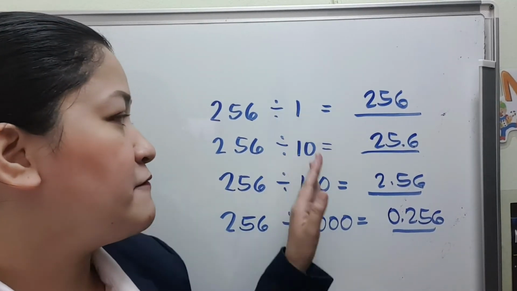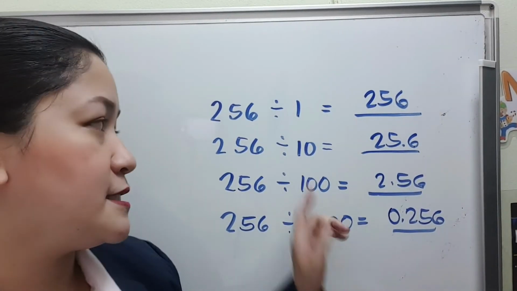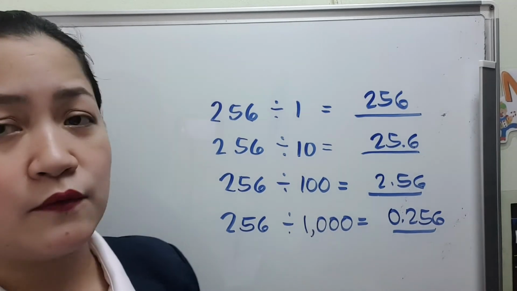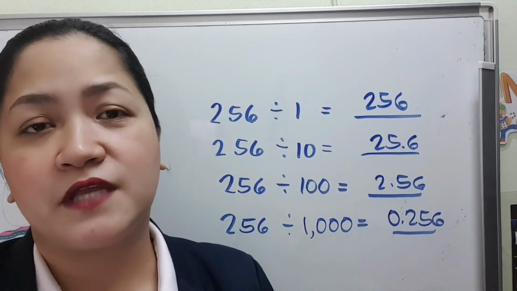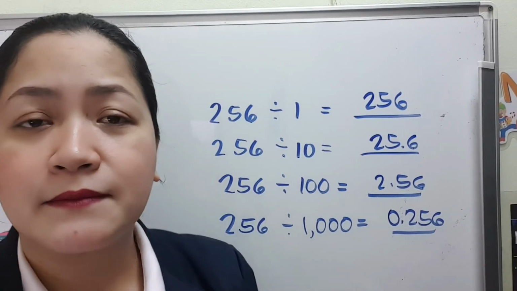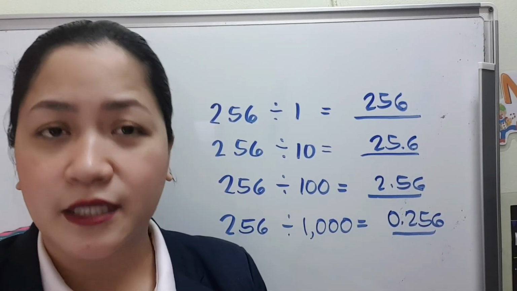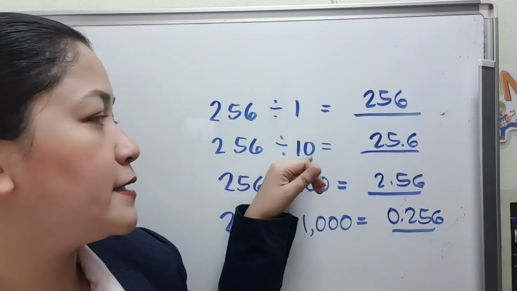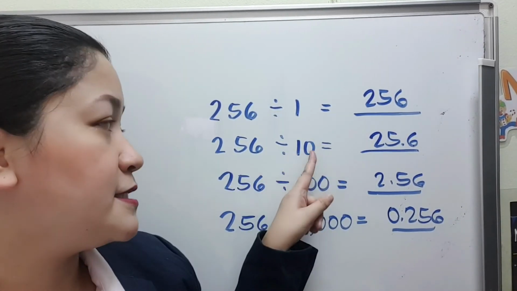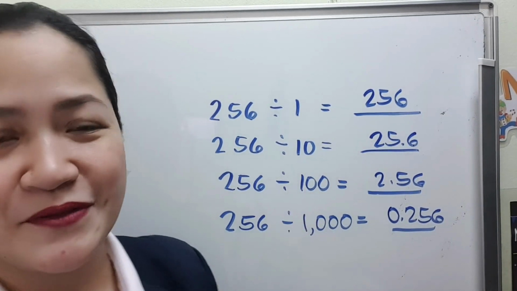Sometimes these divisors are not written this way, just like 1, 10, 100, or 1000. They are written with exponents. So remember, if the exponent is 0, that means it's equal to 1. So any number raised to 0 is equal to 1. And if the exponent is 1, then that means it's 10.